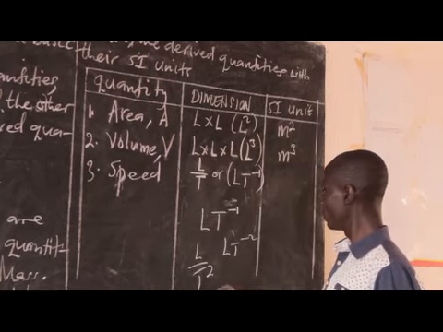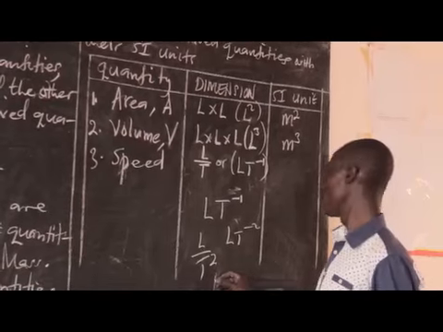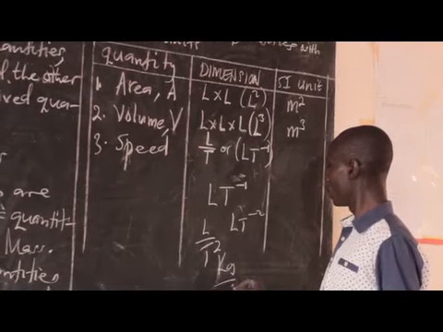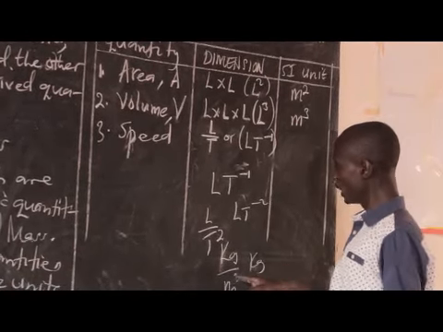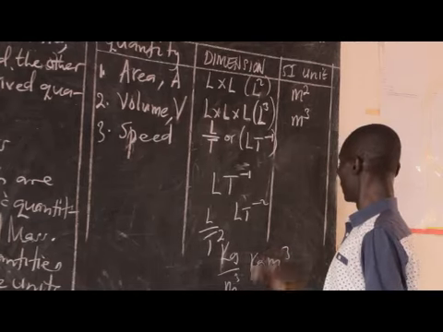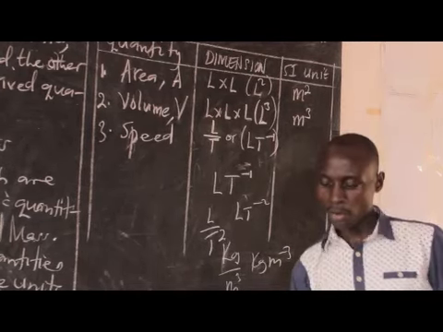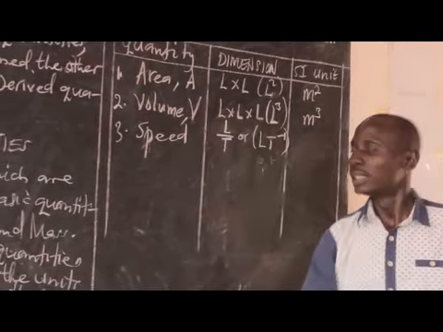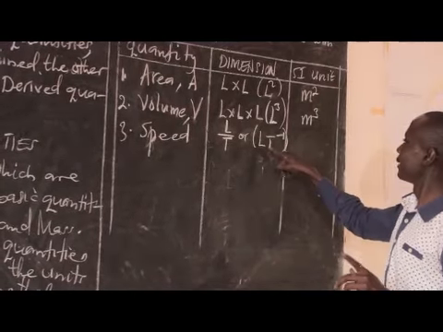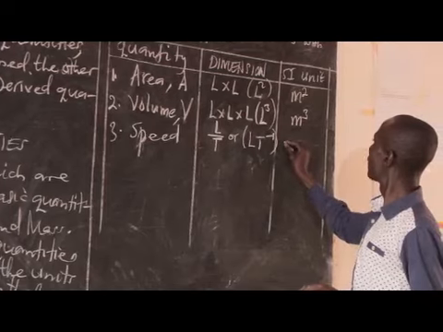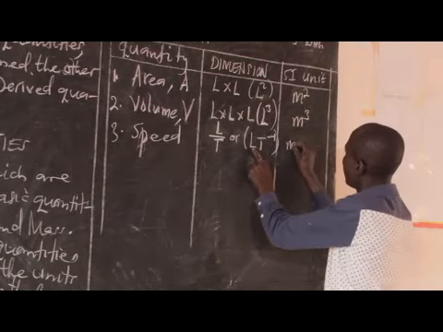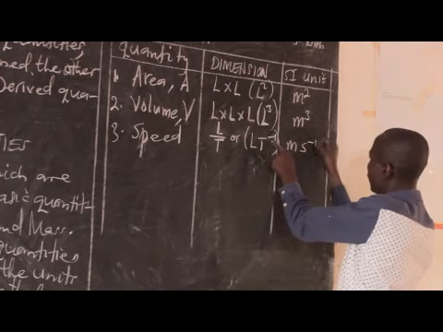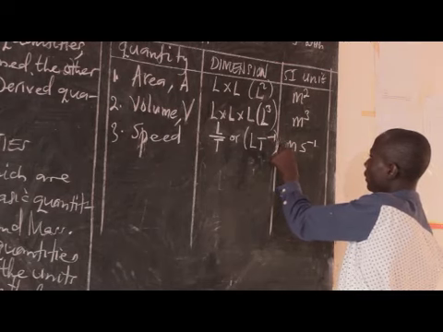If it was maybe density, density is mass over volume, mass in kilograms over volume in cubic meters. Just put a negative on the power of the lower unit. Now this can guide us. The unit of speed will be: the unit of length is meter, the unit of time is second, power negative 1.